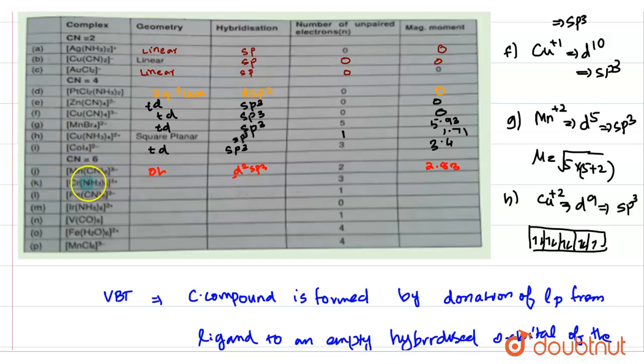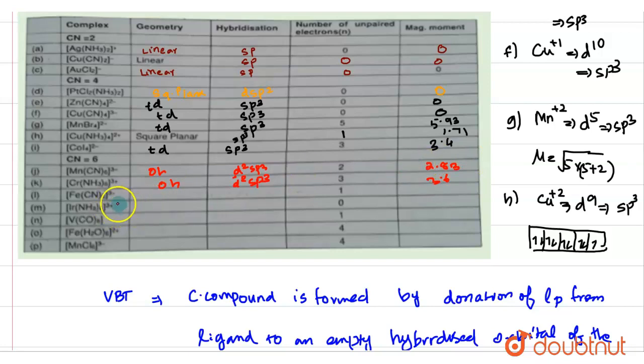Next compound is Cr 3+. Cr 3+ means here it will be d3. So d3 system, and we have been given 3 unpaired electrons. So 3 unpaired electrons means it has 2 other d orbitals. So it will be d3 and d2sp3 octahedral complex, and it will have the magnetic moment as root 3 into 5, which will be around 3.5, 3.6, maybe 4, around that value.